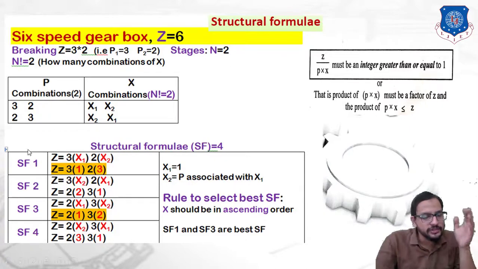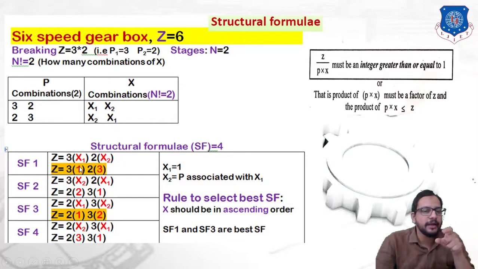According to the first combination of structural formula SF1, we get z is equal to 3 in a bracket x1 into 2 in a bracket x2. We know that always x1 will be equal to 1 and x2 will be equal to p1. So p1 is what in this equation? p1 is equal to 3. So I have written z is equal to 3 in a bracket 1 into 2 in a bracket 3. Similarly, SF2, you can see our combination is 3x2 into 2x1. So z is equal to 3 in a bracket 2 into 2 in a bracket 1. x1 is 1 and x2 would be how much? x2 would be equal to p2.